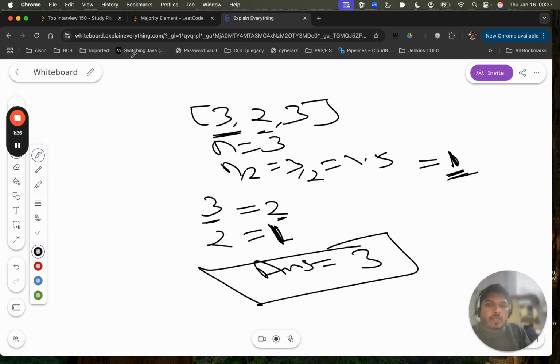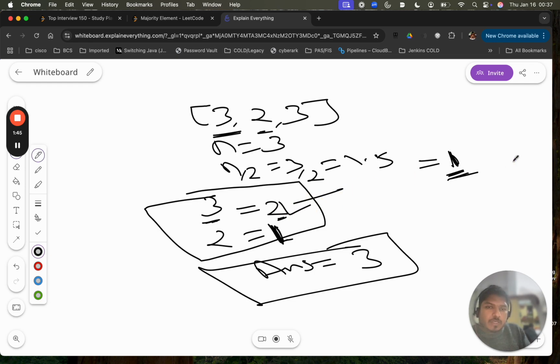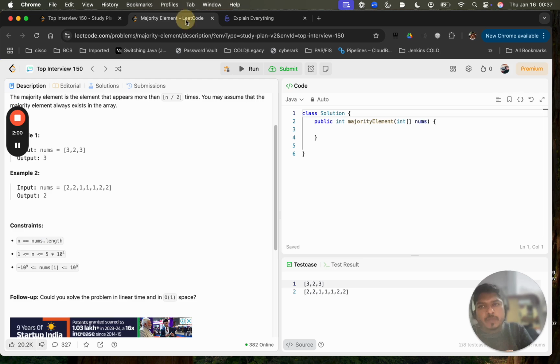So what we did simply, one solution is that we can create a hash map and keep the frequency of each number, and our hash map will look like this. Then I run a loop on that hash map and compare each frequency with this n by 2 value. Wherever the frequency is greater, like this 2 is greater than 1, at that time I'll return the key element and that would be my answer. That is one way of solving this problem.